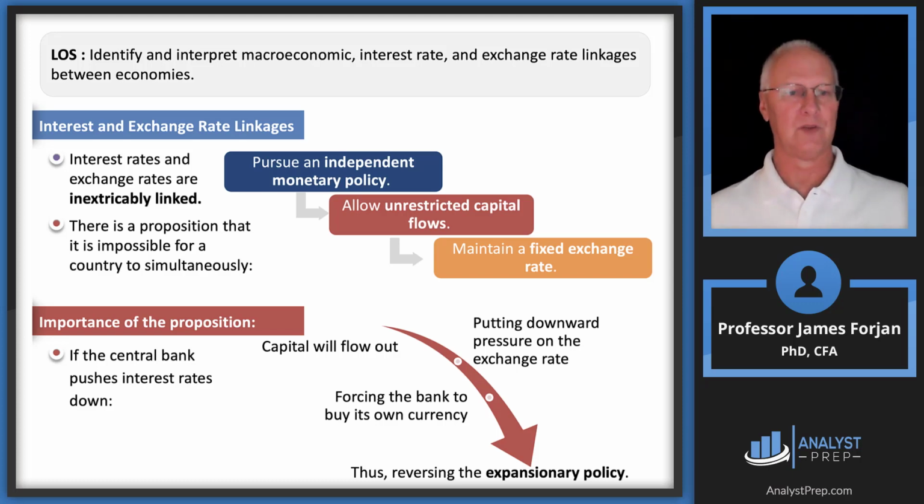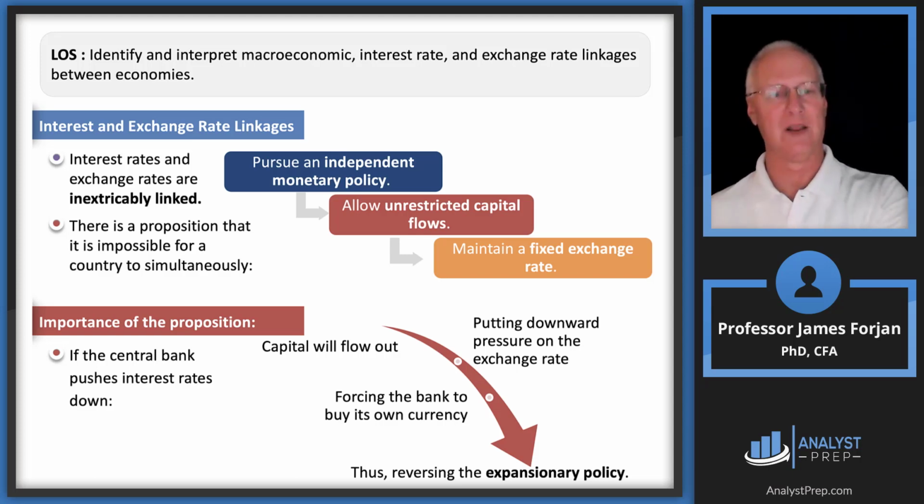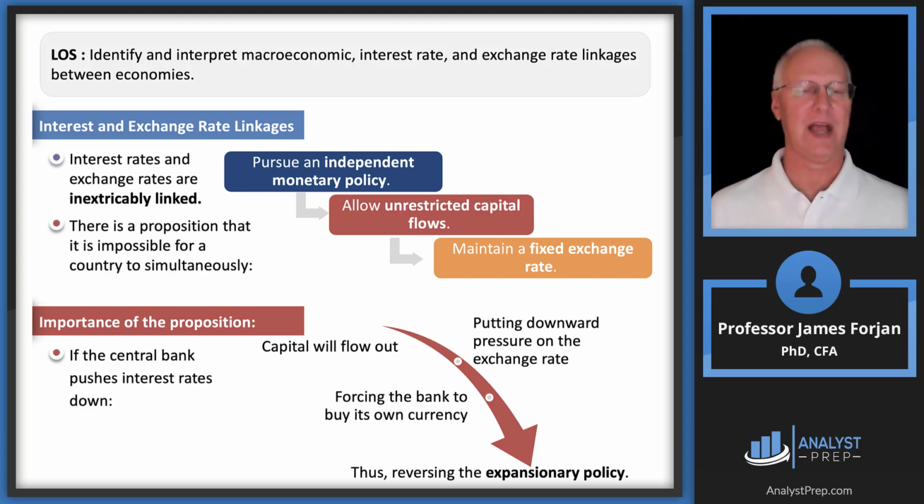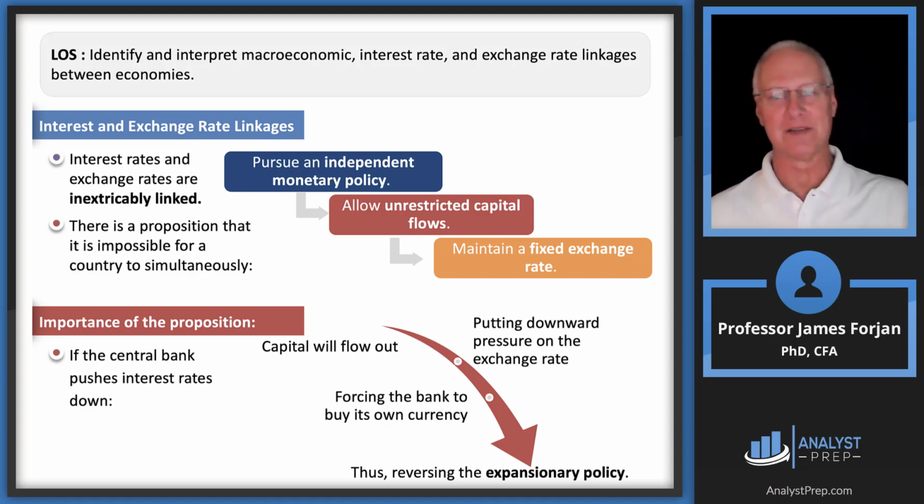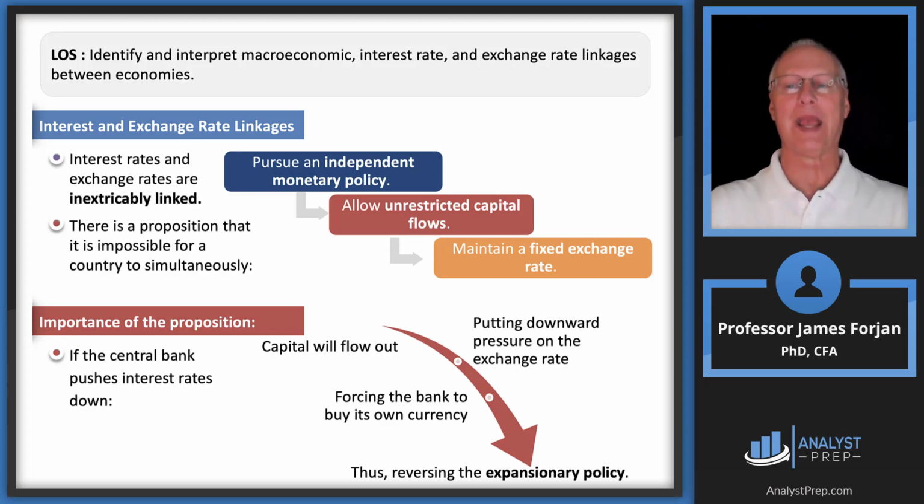But what the reading does is it says, look at the second embedded bullet point, proposition that it is impossible for a country to pursue an independent monetary policy, allow unrestricted capital inflows, and maintain a fixed exchange rate. And the importance of this proposition, right down at the bottom with that arrow down there, is exactly what I was saying with my US dollar and my Canadian dollar example, right? So if the central bank pushes interest rates down, that means capital flows out, putting downward pressure on the exchange rate, and that means that the central bank is going to be forced to buy its own currency, which is an expansionary policy. All right.